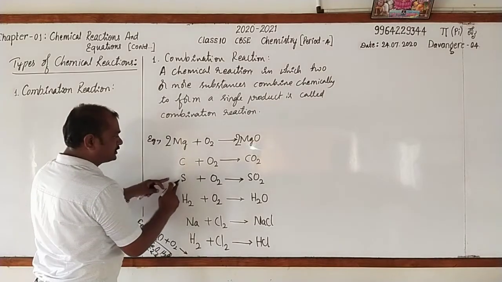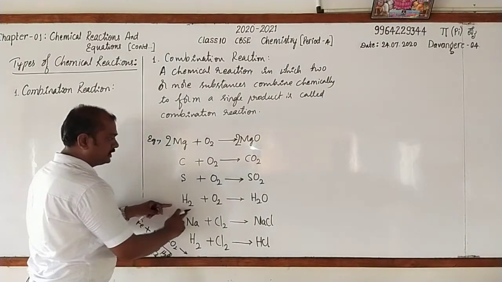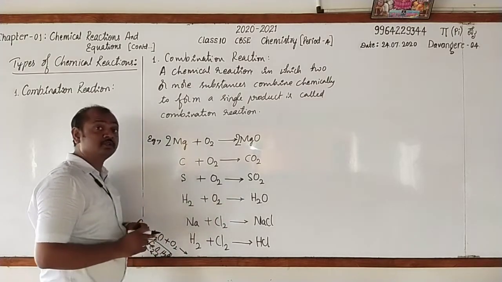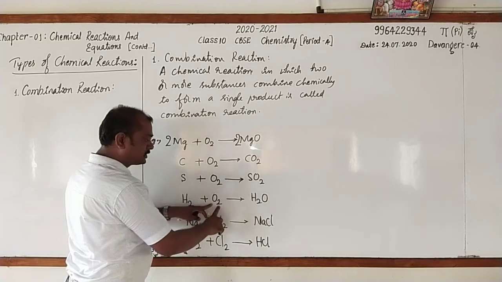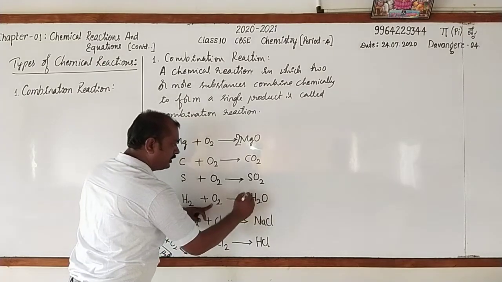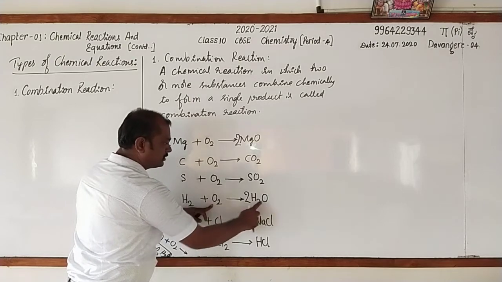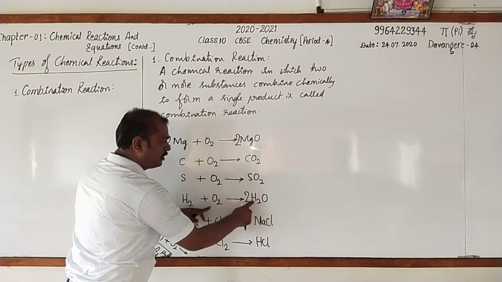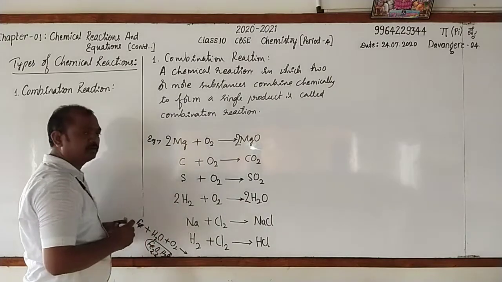Next, third example. S plus O2 gives rise to SO2. It is balanced. H2 plus O2 gives rise to H2O. Observe, 2 atoms of hydrogen, 2 atoms of hydrogen. But oxygen, here is 2, here is 1. Hence, we have to multiply here by 2. Now, oxygen atom is balanced. What about hydrogen? 2 twos are 4. But here 2 is there. Hence, you have to multiply here by 2.